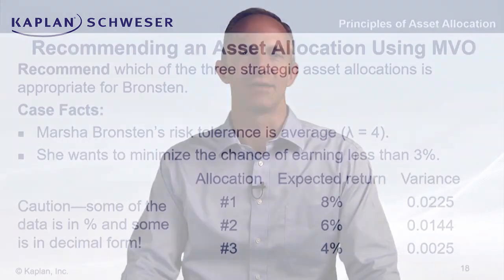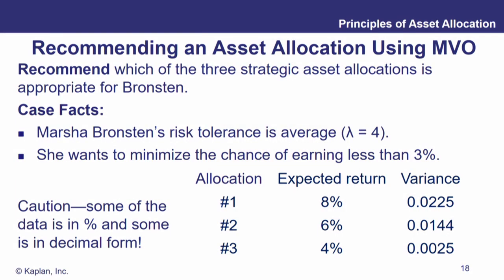Okay, now let's recommend an asset allocation using mean variance optimization. Recommend which of the following 3 strategic asset allocations is appropriate for Marsha Bronston. Okay, so some of the facts. Her risk tolerance is average. So the lambda, that measure of risk aversion, is equal to 4.